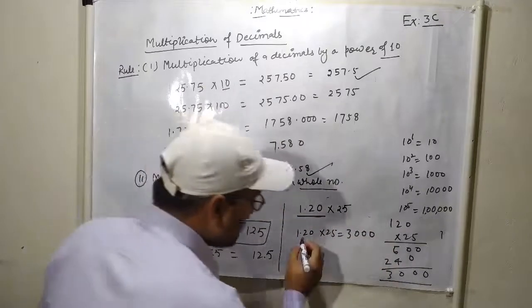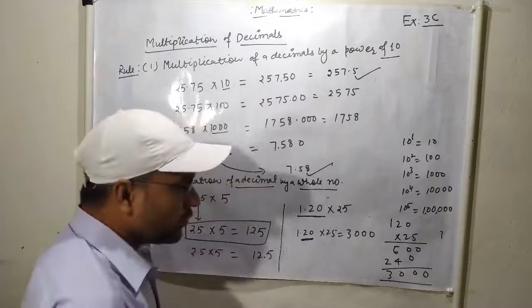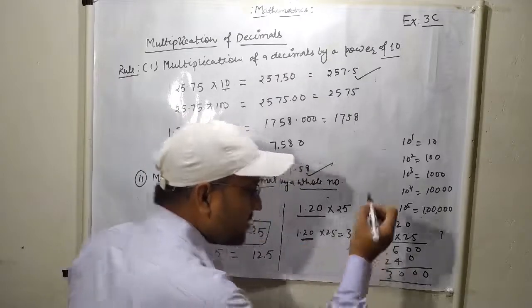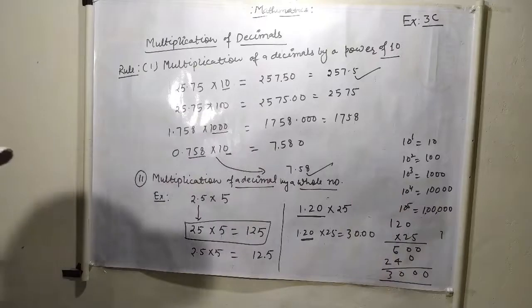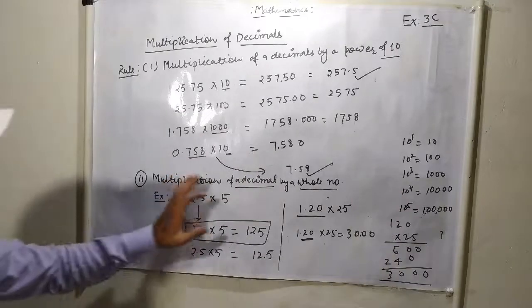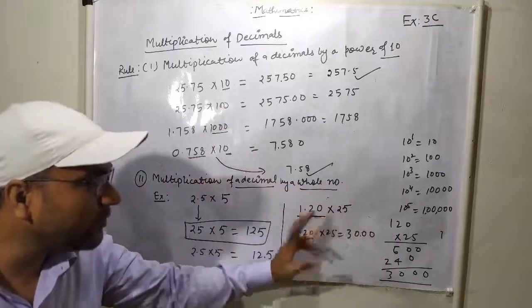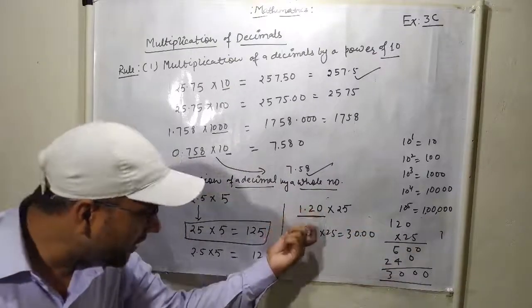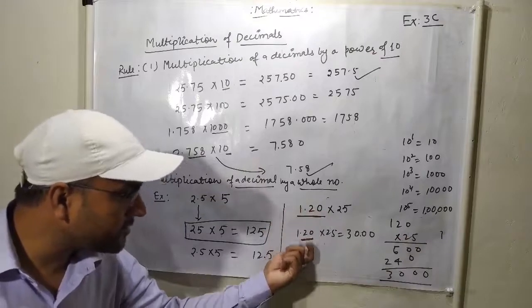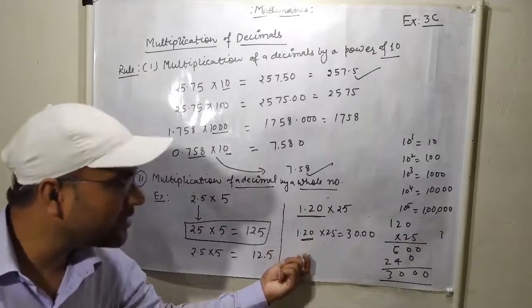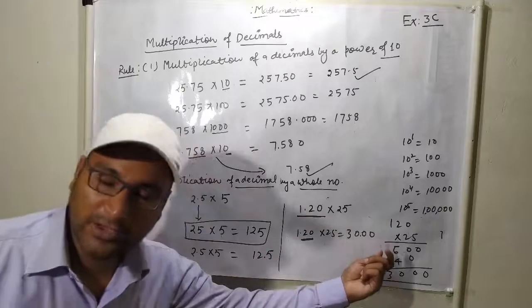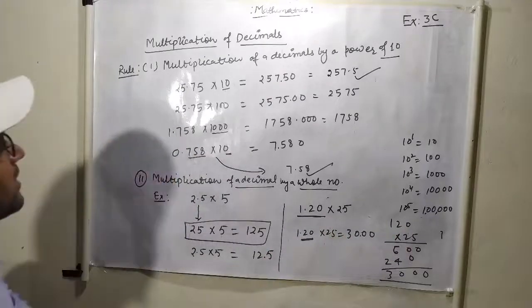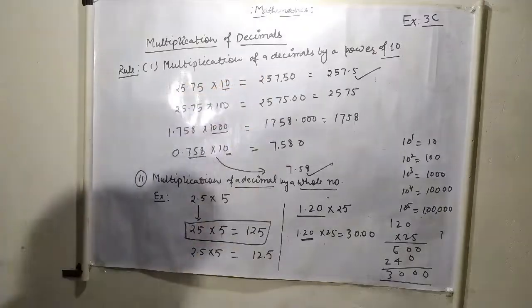So here are 2 decimal places. So you will count 2 numbers from the right side and put the decimal point in your product. Easy now. If you multiply a decimal by a whole number, first you multiply both numbers as whole numbers, and then according to your decimal number, you find the decimal places. There are 2 decimal places, so you will count 2 numbers in your product from the right side and put your decimal point.